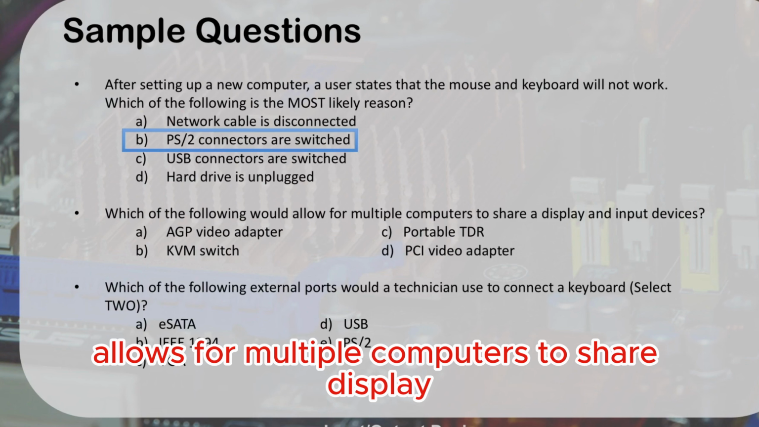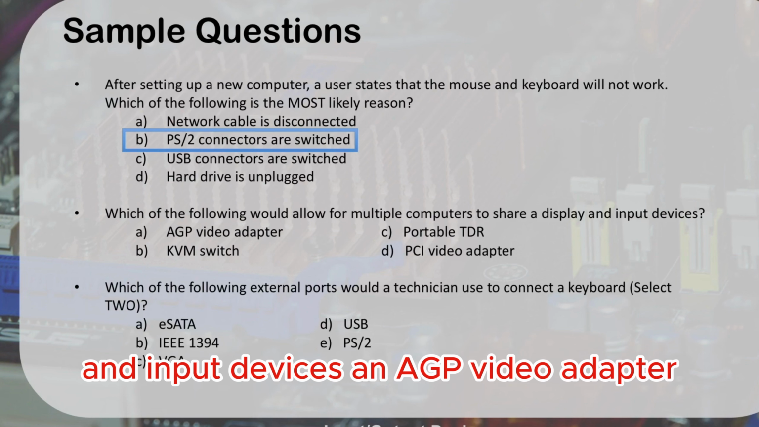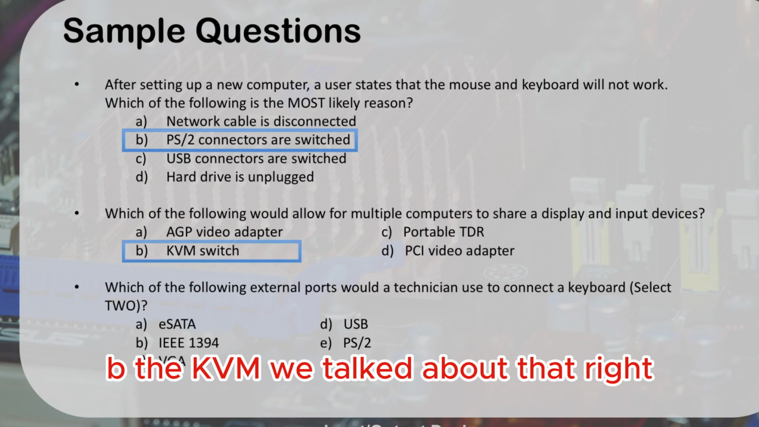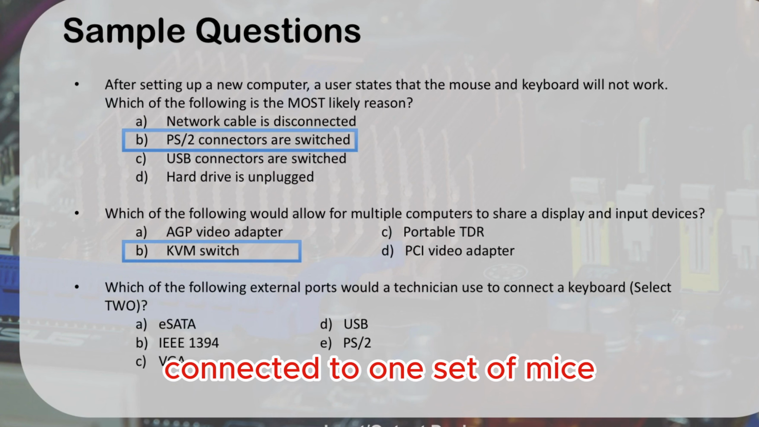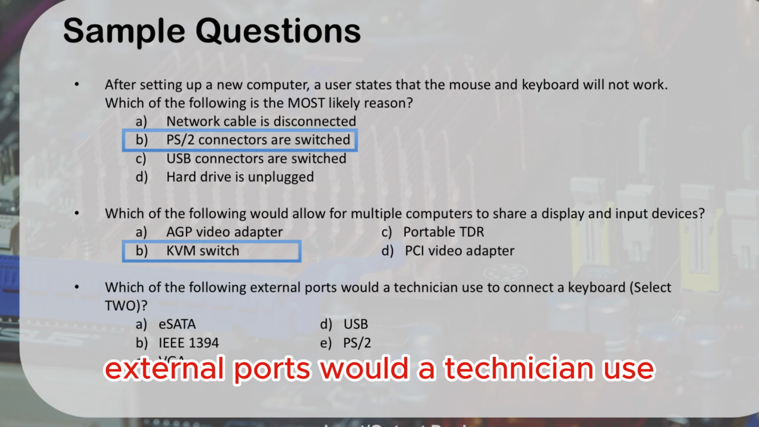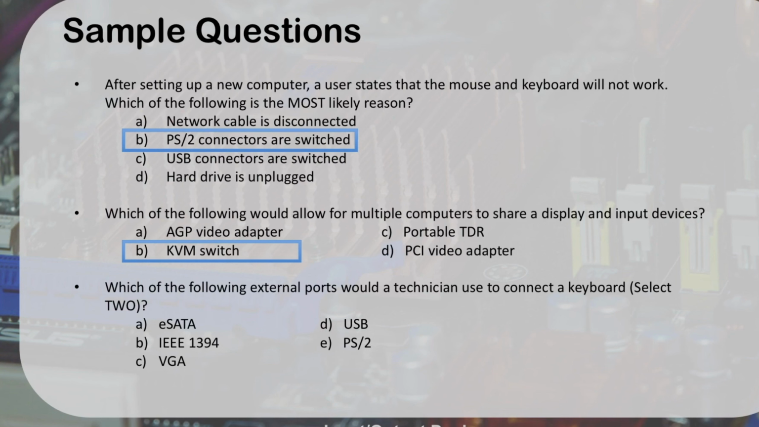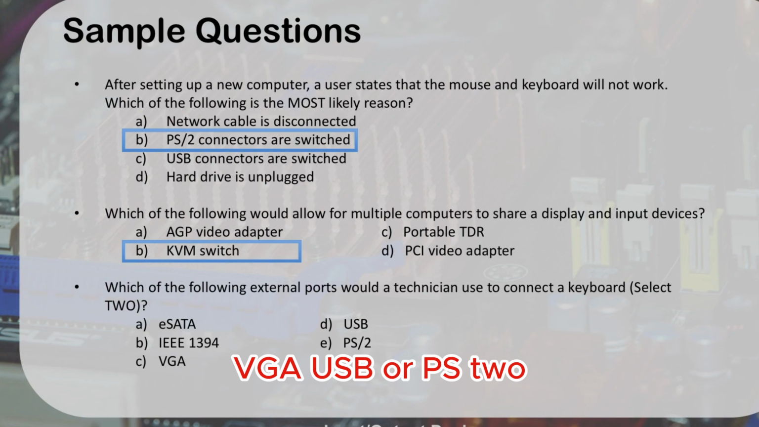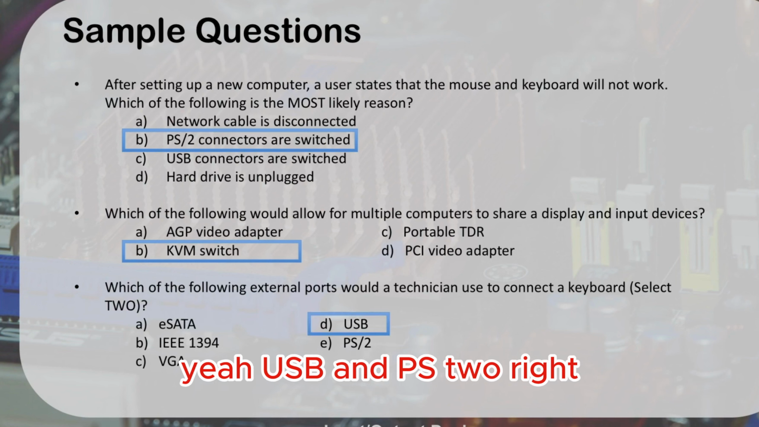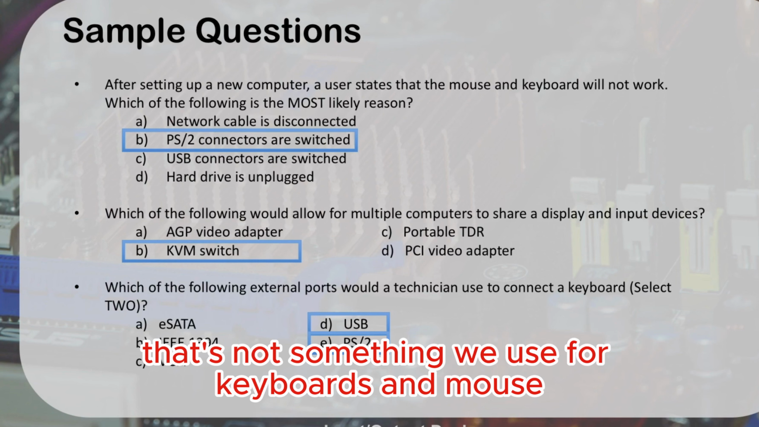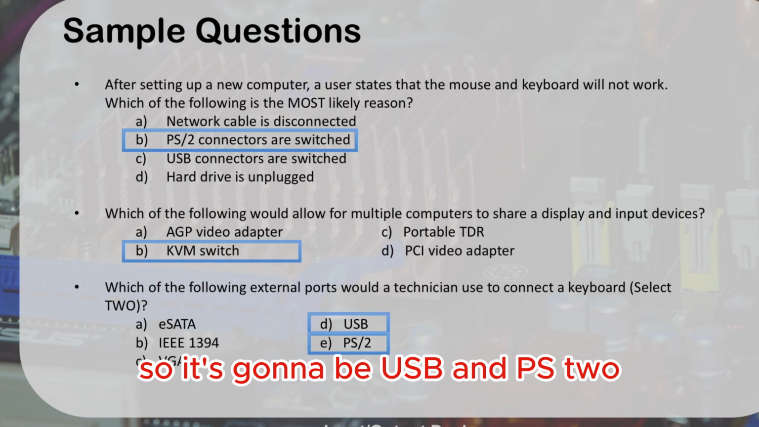Which of the following allows for multiple computers to share display and input devices? An AGP video adapter, a KVM switch, a portable TDR, or a PCI video adapter. B, the KVM, we talked about that. We can have 2 to 32 different machines connected to one set of mouse, keyboard, and monitor. And the last one, which of the following external ports would a technician use to connect a keyboard? eSATA, IEEE 1394, VGA, USB, or PS2. USB and PS2. IEEE 1394, as we said, was FireWire. That's not something we use for keyboards and mice. We use it for large data devices, so it's going to be USB and PS2.